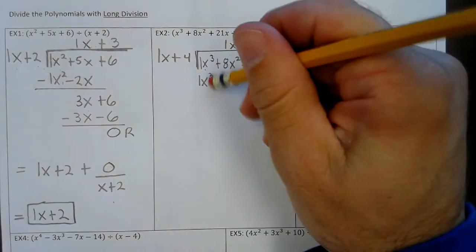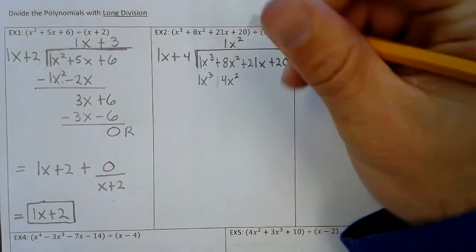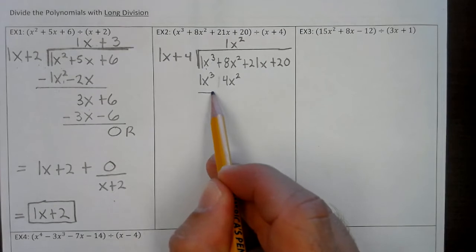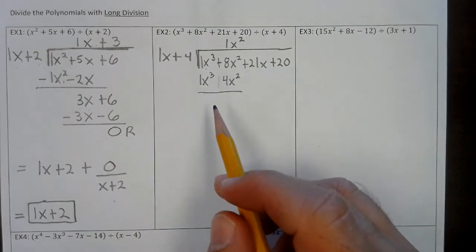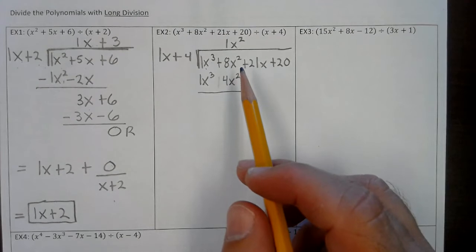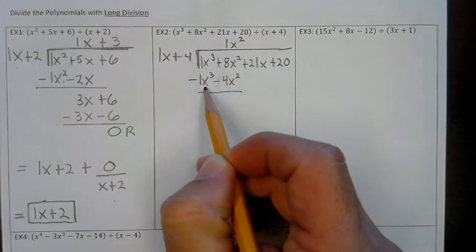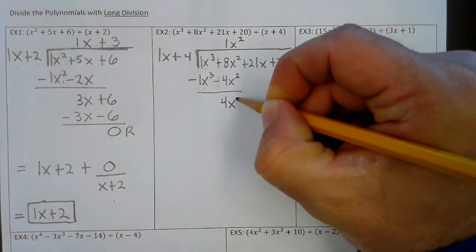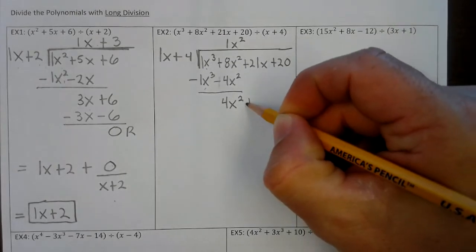plus 4x squared. And I don't put the plus sign because I know I'm going to subtract. Okay, so now step 2. Oh, actually, now we're on to step 3, subtract. So subtract. That cancels. If the first term doesn't cancel, then you know you did something wrong. 8x squared minus 4x squared is 4x squared.